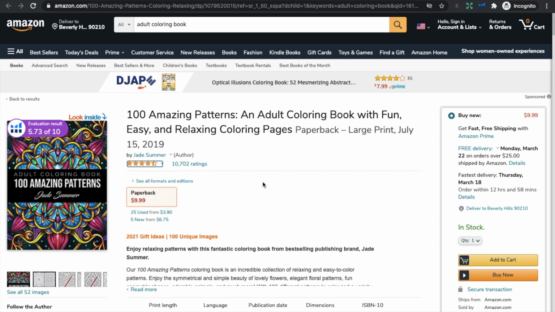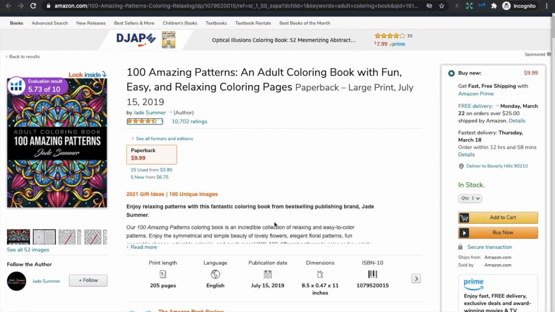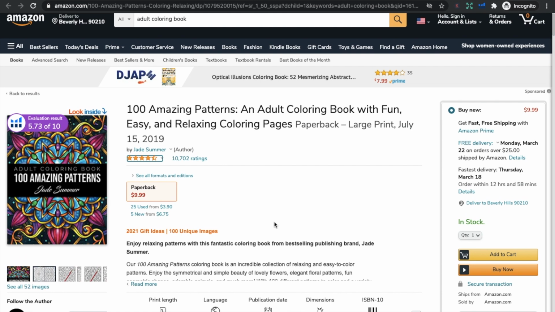100 amazing patterns. The subtitle, an adult coloring book with fun, easy, and relaxing coloring pages. So the customer knows exactly what they're getting before they even look at the inside of this book, before they even look at the description, before they even purchase it. If they're looking for something fun and easy and something to relax them, they know that this book is going to help them. There's no keyword stuffing.